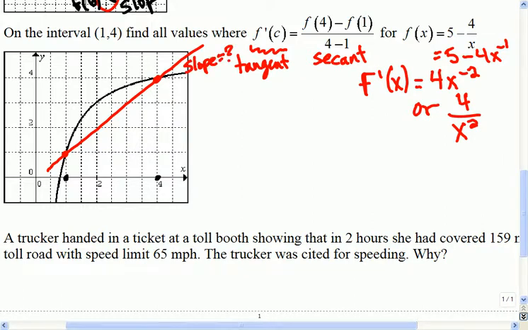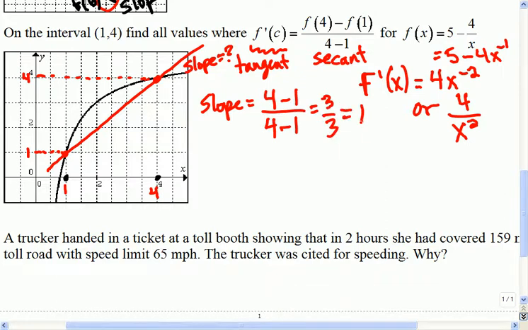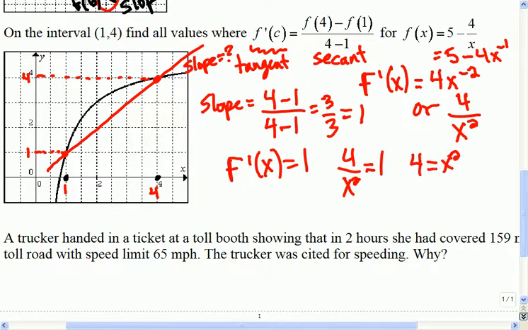So in my picture, that's at 1, that's at 4, and this is at 1 and 4. So the slope is going to be 4 minus 1 over 4 minus 1. So the slope is 1. I'm looking for a place then where the derivative equals 1. So where does 4 over x squared equal 1? So where does 4 equal x squared?